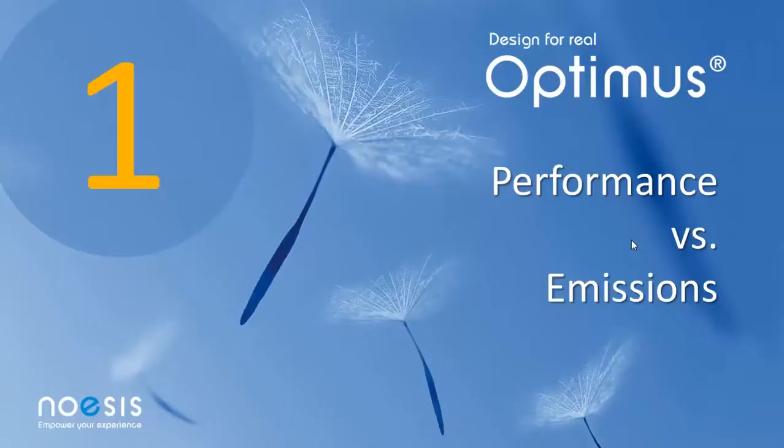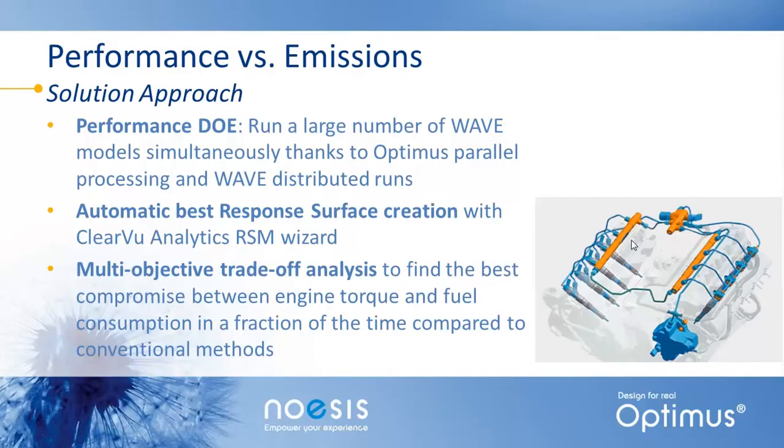So let's start with the first case, the performance versus emissions problem. The approach that we're going to follow during this application case is that we are first going to run a design of experiments in order to explore the complete design space. So we're going to run a large number of WAVE models simultaneously thanks to this coupling between Optimus parallel processing and also the WAVE distributed runs.